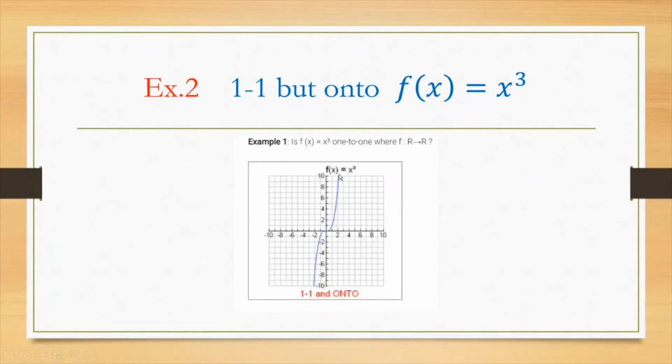And if we take 8, then it is the image of 2. If we take a negative number, it is the image of some negative number. So this is an onto function. There is no point remaining in capital R. This is a function which is both one-one and onto.